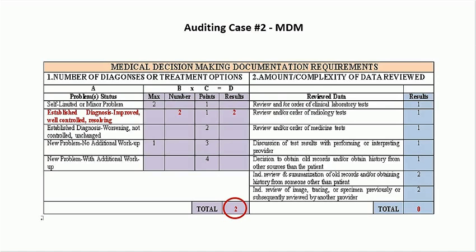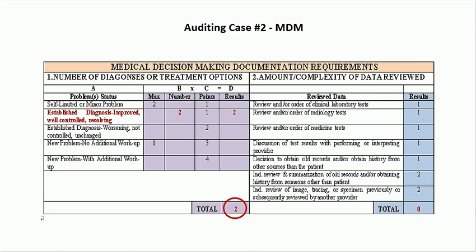Under the diagnosis and treatment options in medical decision-making for Case 2, the hypertension status is not really stated. However, the patient was at goal, and so this is credited as an established, well-controlled problem. The diabetes is stated as much improved, so this is also credited as an established, improved problem. Therefore, we would enter 2 problems under the number column in this category of diagnosis and treatment options. We would multiply the number by the number of points, which is 1, and this would give us a result of 2. Since there were no other problems addressed during the encounter, the total points assigned in diagnosis and treatment options is 2.